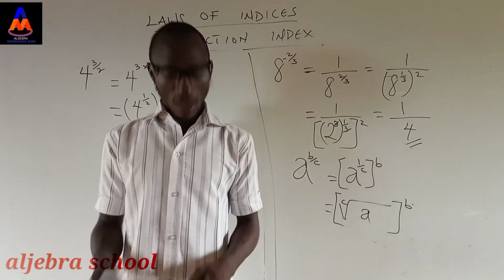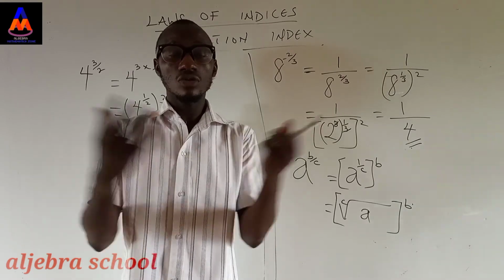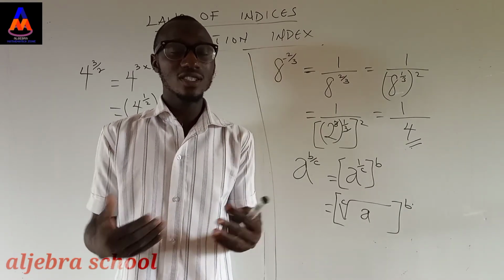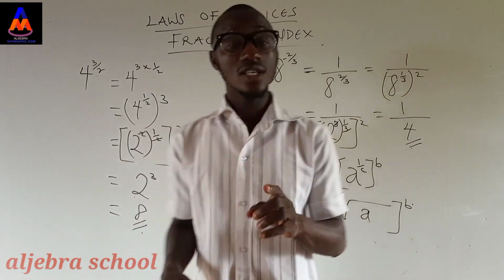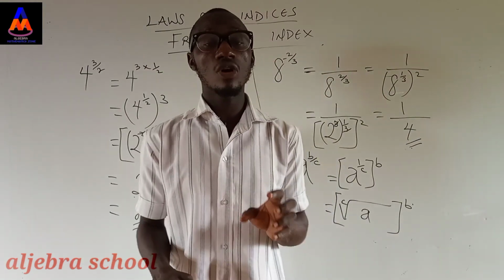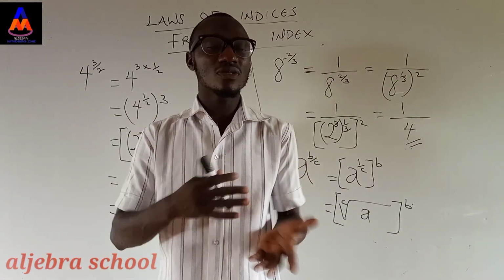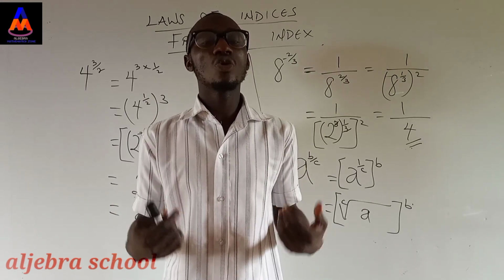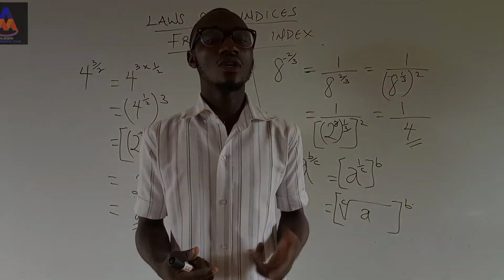With that, we have come to the end of the rules that are used in manipulating numbers that are in index form. But before we conclude this lecture, we are going to solve some examples in which we will be applying these rules. So follow along.